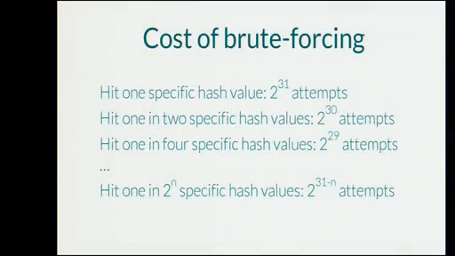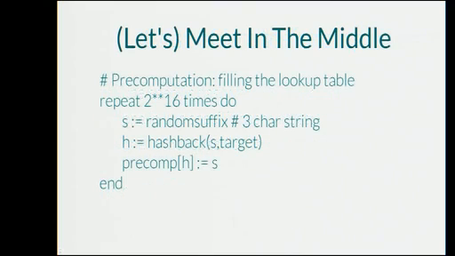If you do it with 2, you're twice as fast because it's twice as likely that you hit something. If you do it with 4, again, you're twice as likely to hit something. And if you do it with 2 to the n values, you end up with 2 to the 31 minus n attempts till you have 1 hit.